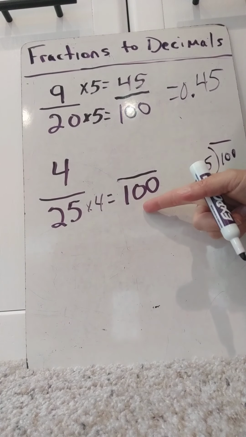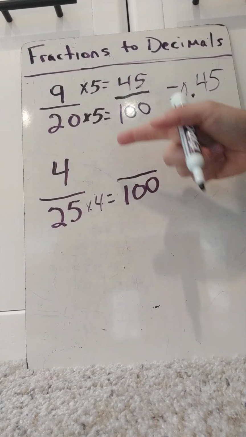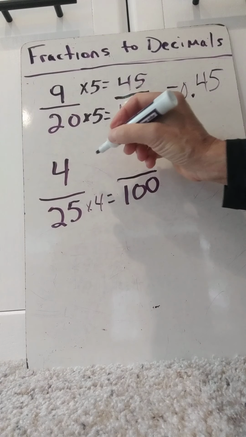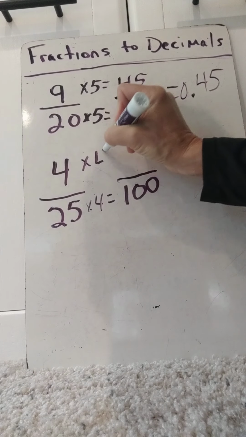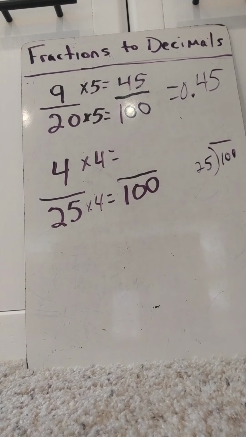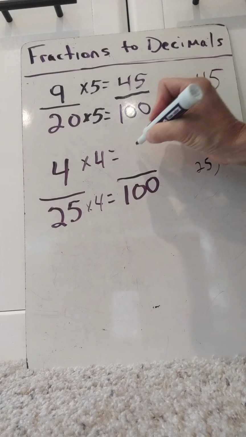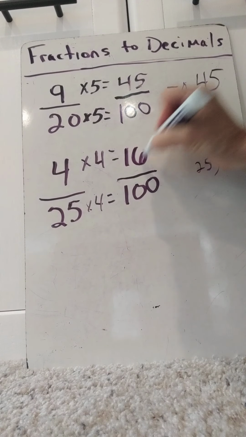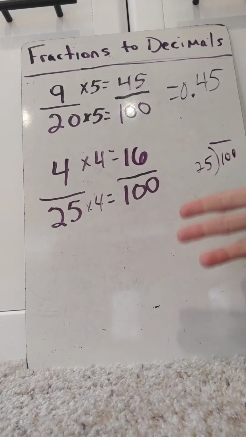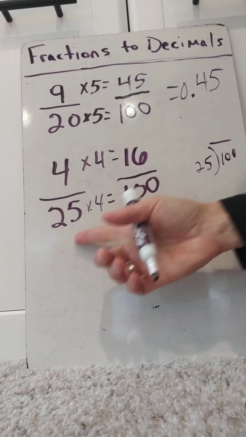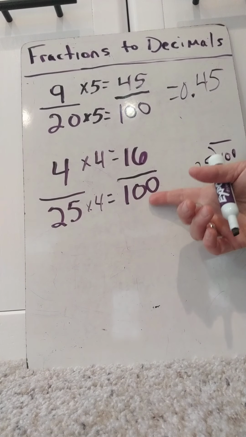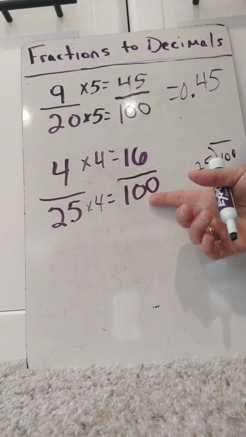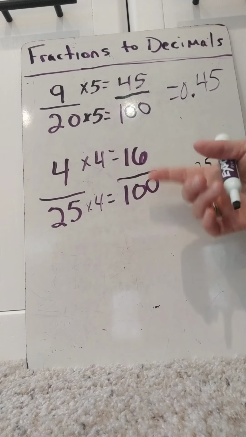Whatever I do to my denominator, whatever number I multiply my denominator by, I have to do that to my numerator. So I'm going to multiply this numerator by 4. 4 times 4 is what? Well, that's 16. Okay? Now I just made an equivalent fraction. These two fractions are equal. Okay? I changed this now to a denominator of 100 because that's going to be easy to write as a decimal. Okay, I have 16/100ths.